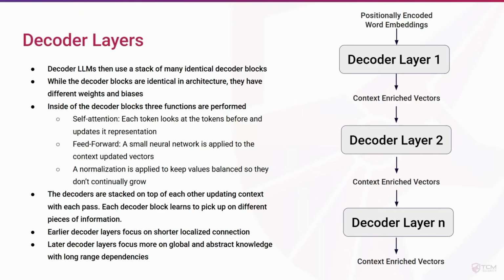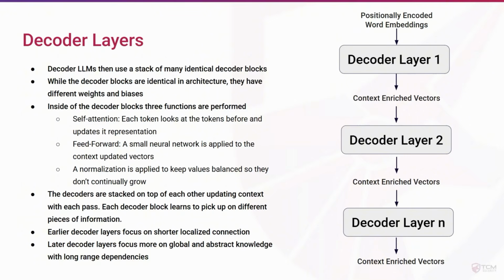Each decoder in training learns to pick up on different pieces of information, and interestingly, earlier decoder layers will generally focus on shorter, localized connections, so the important words right around it, and then later on, the decoder layers will pick up on more nuanced things like the global and abstract knowledge that is presented throughout the whole passage of text, and this will use long-range dependencies.